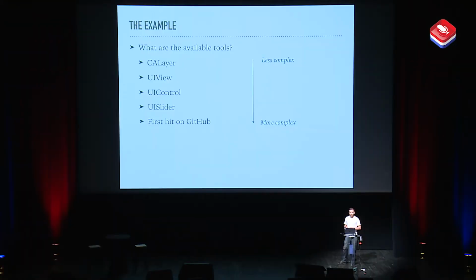UIView adds simplified touch handling and lifecycle events on top of CALayer, but it's still basically just a rectangle that doesn't know how to do that much. UIControl is Apple's medium-level abstraction for controls, so now we're getting to something that's specific to our needs. We could go directly to UISlider, which is kind of the same shape as what we're trying to make, or we could type slide to unlock into GitHub and go to town.